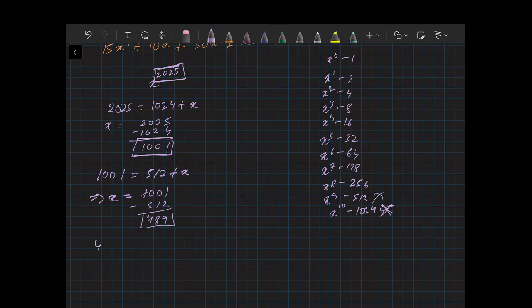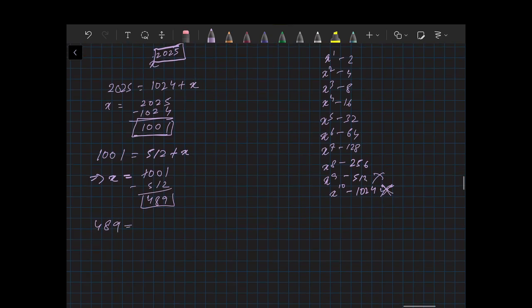Now let's focus on 489. 489 can be created using 256 plus some other term. So this other term is 489 minus 256, which is 233. Let me verify. Yes, 233 is the answer.